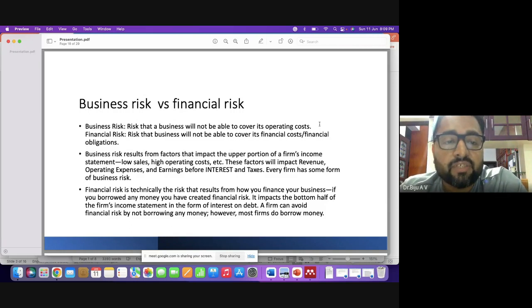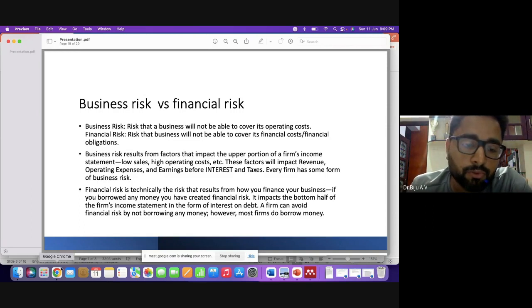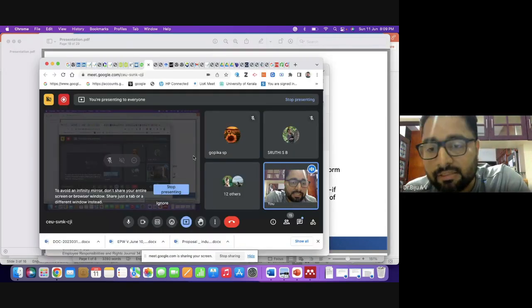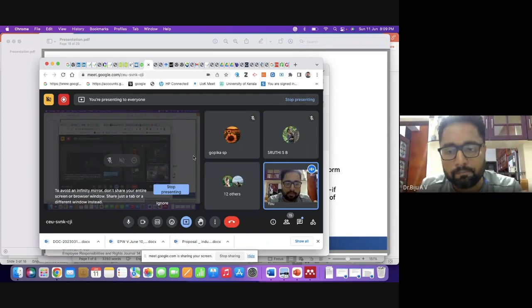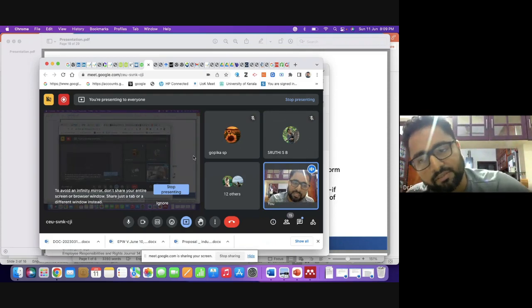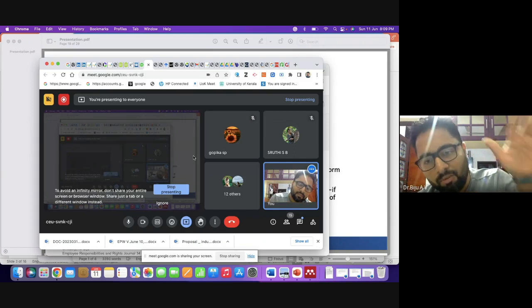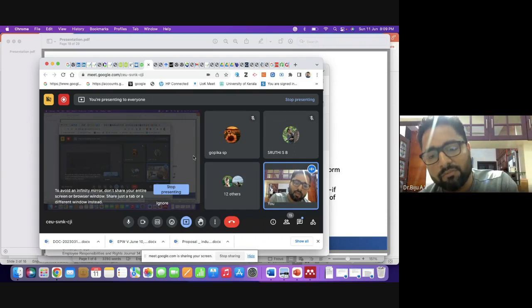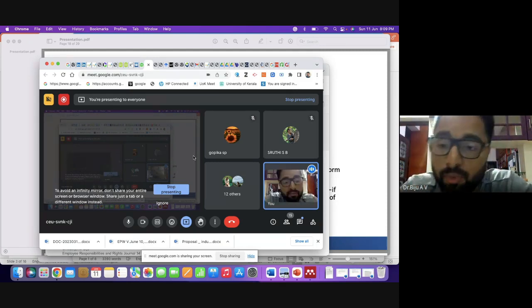So business risk and financial risk. I think now you can get an insight regarding the differences between business risk and financial risk, right? Business risk means EBIT, operating profit or operating loss. If we have operating profit, we have some EBIT, because we can get funds after the operating cost, that is EBIT. That means business risk is not there, and we are in operating profit.